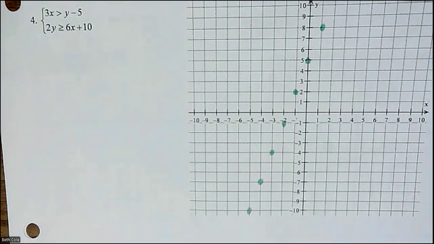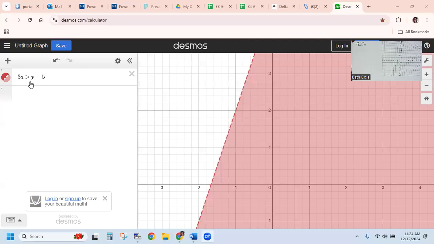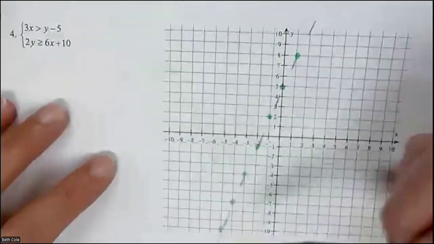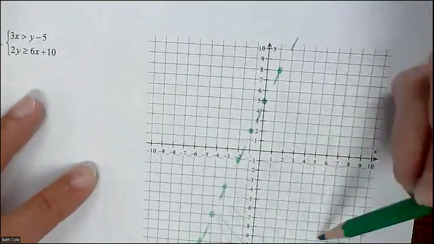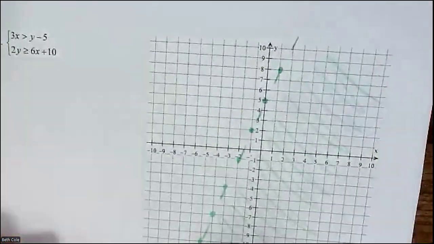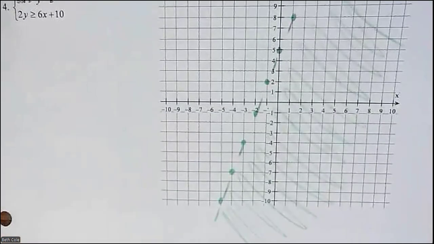All right, solid or dotted? Dotted, because we don't have the equal to. So dotted line. And then you're going to shade below. So this side here, the underneath side. And again, just don't shade too hard. It was dotted because we didn't have an equal to.